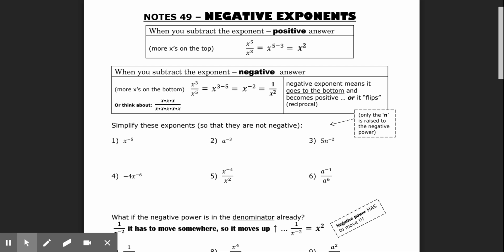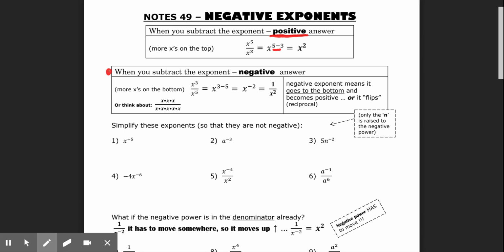Hi, today we're going to work with simplifying negative exponents. Back when we were working with dividing with exponents, when you subtract the exponents, you got a positive answer, meaning a positive exponent, where you had more x's on the top. So if you had x to the fifth divided by x cubed, you can subtract, and 5 minus 3 gives you 2, so you have x squared.